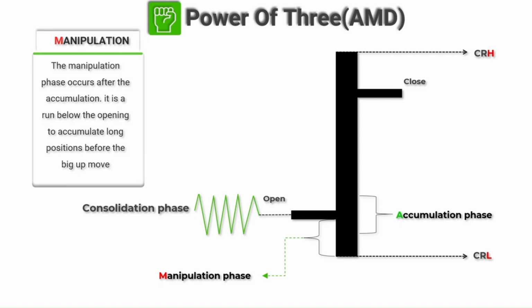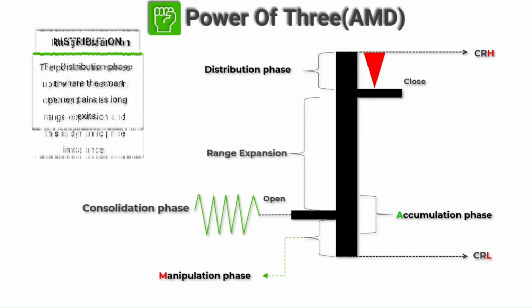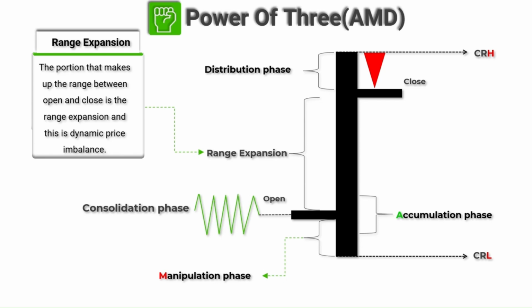And finally, the distribution phase, where the smart money pairs its long exits. Selling all their long orders with pending buy interest can be done by creating a drastic move or range expansion, or breaking above the old high. Then the price can drop to close here.